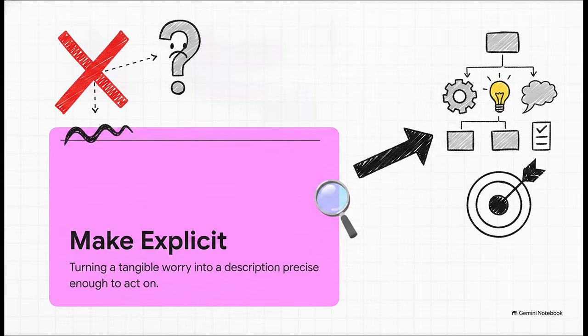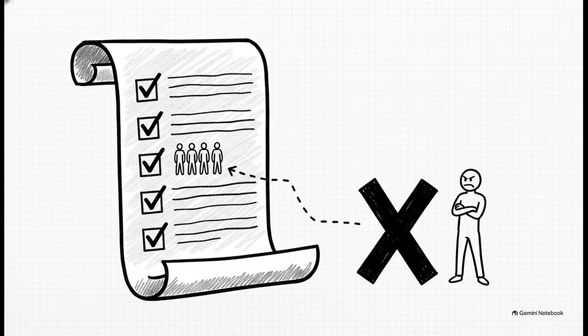Say someone tells you, hey, customer satisfaction is too low. Actually, scratch that. That's just a vague signal. It is not the problem. If you treat a signal directly as the problem and start acting on it, you can spend weeks, literally weeks, solving the wrong thing. You have to take that tangible worry and turn it into a precise description with absolutely zero unstated assumptions. You make things explicit by creating what we call a Q1 contract.